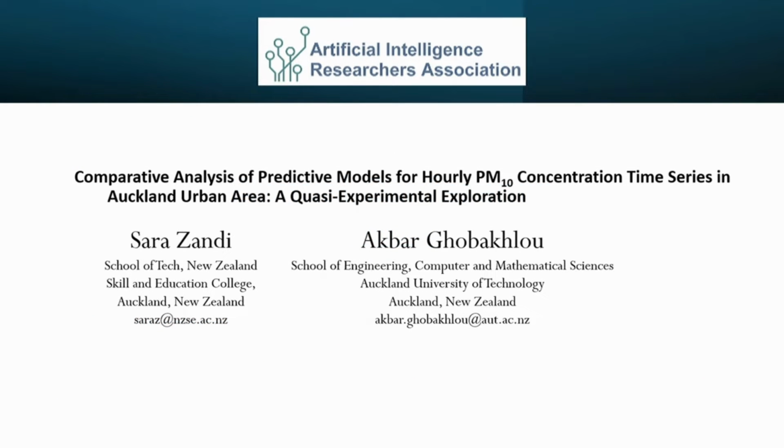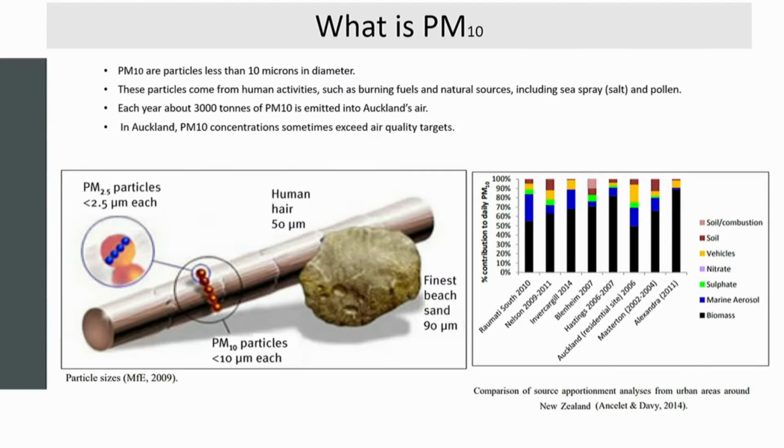Hello, my name is Sara, and I'm here to talk about the insights from some research that I have done to predict Auckland PM10 using LSTM and MLP, in 5 minutes. So what is PM10? PM10 are particles that are suspended in air, and they are less than 10 microns in diameter. And the source of PM10 is human activities, from biomass burning and some traffic.